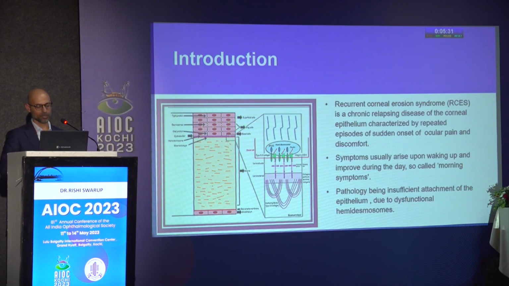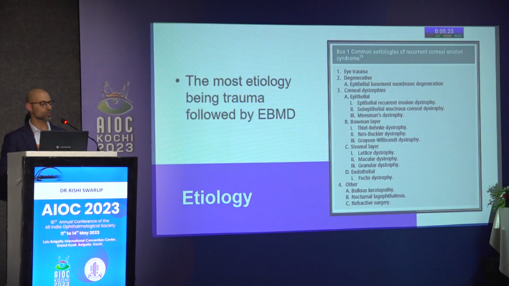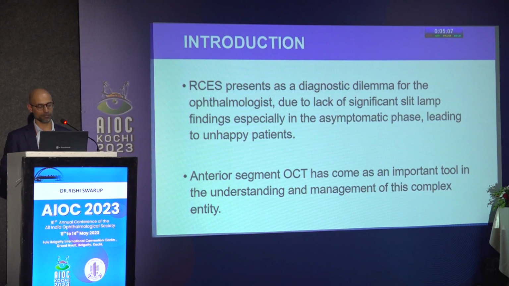Essentially, it's because the epithelium gets insufficiently attached due to dysfunctional hemidesmosomes, and they keep developing recurrent erosions in the epithelium. The most common cause is trauma followed by epithelial basement membrane, and of course, there's a host of other dystrophies and other conditions which can cause recurrent corneal erosions. It does present as a diagnostic dilemma sometimes for the ophthalmologists. I think history often gives it away, but if the patient is coming in between episodes, the cornea can look completely normal.